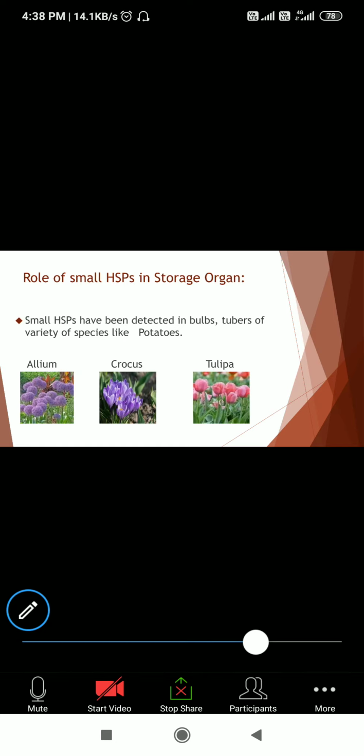Now they have carried out an experiment, क्योंकि हर एक एक्सपेरिमेंट का हमें प्रूफ चाहिए होता है. They have carried out an experiment on transgenic tobacco.